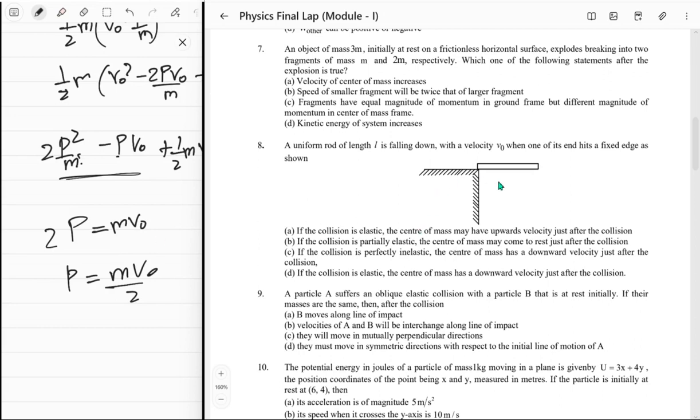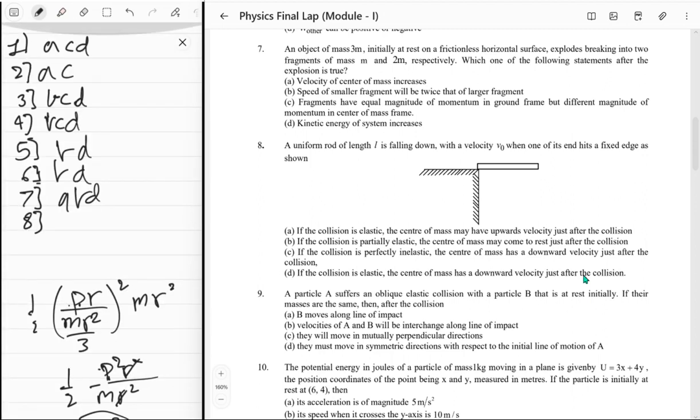This means that finally, what will be its momentum? p is m v naught upon 2 in this direction, right? So it's actually still going down. So D is the correct thing. What else is there? This one will be given at the very end.